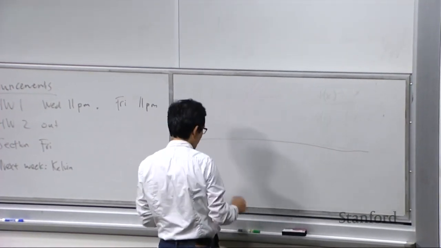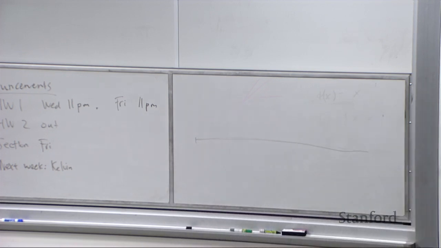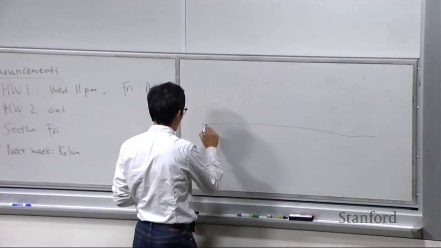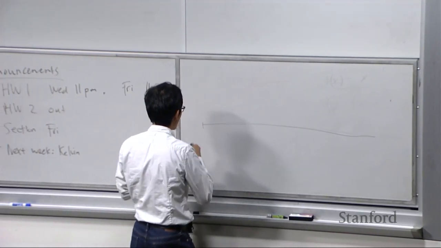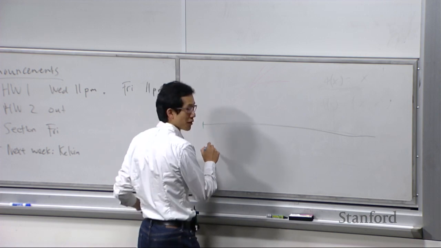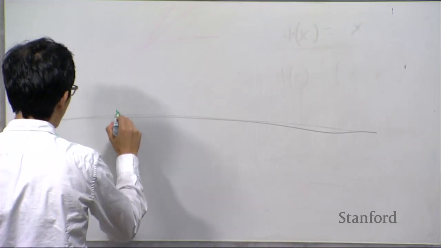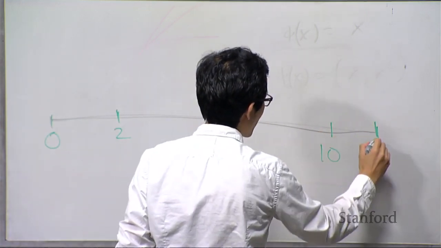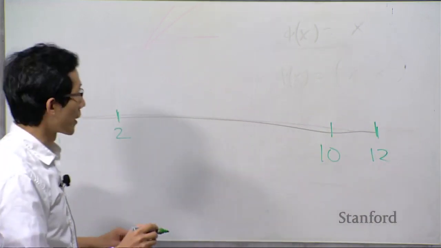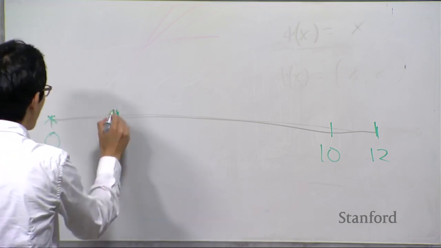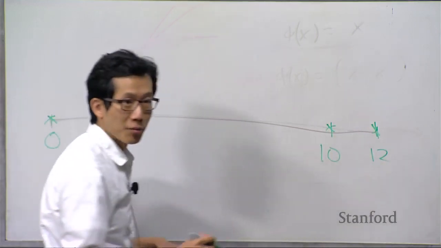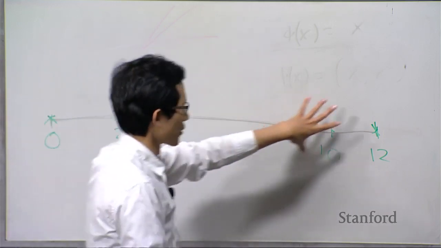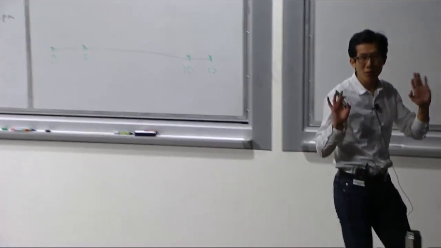This marker's running out. Let me use another one. So there's going to be a point, let me use green, at 0, a point at 2, a point at 10, and a point at 12. Okay? So there are 4 points. And I want to cluster them, let's say, into 2 clusters. Visually, you can see these should be in one cluster and these should be in another cluster. But how do we do this algorithmically?